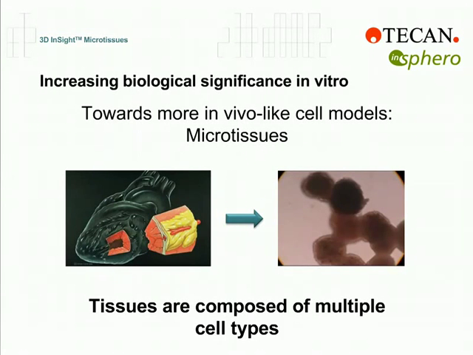So InSphero is working on model systems to increase the biological significance in vitro. We would like to reflect the in vivo tissue morphology and function more closely than it is currently possible with monolayer systems. And this shows here just an example of the heart. What we do not want to reflect is a whole organ.